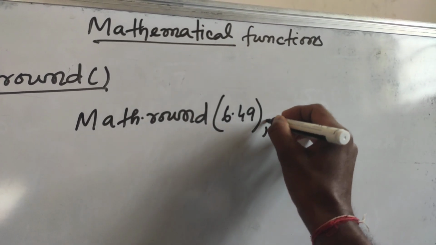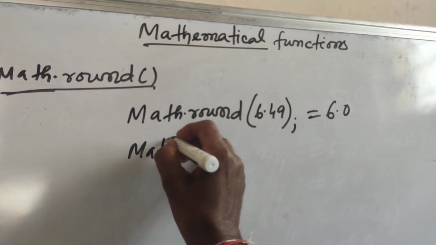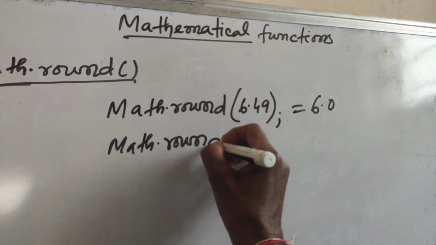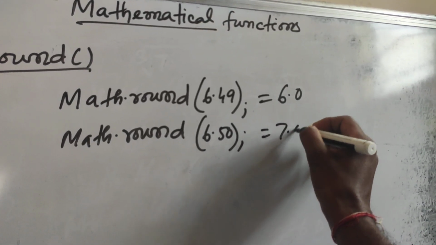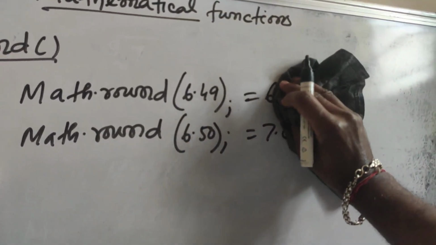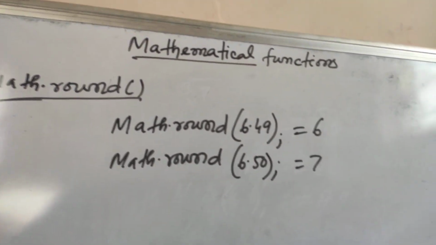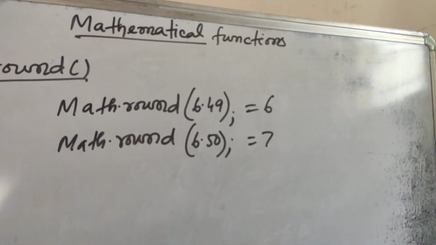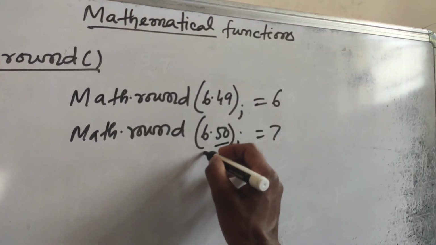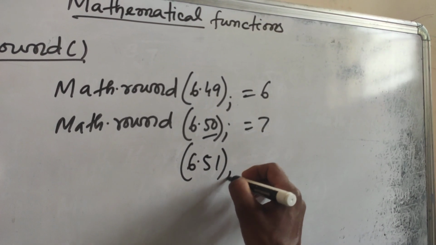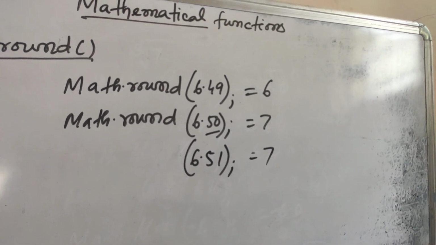See, if I write here Math.round of 6.49, the answer comes 6.0. If I write Math.round of 6.50, then 7.0 will come. Don't give a decimal point, because it is always displayed as an integer value. So 7 will come. This is 0.50 and above, which means if you write 6.51, then also 7. Okay, rounded to the next integer.